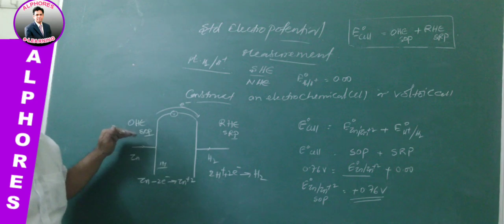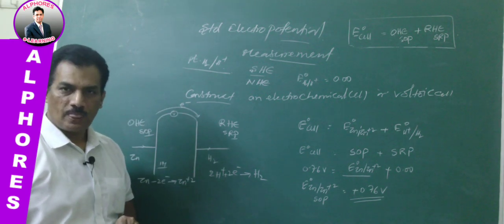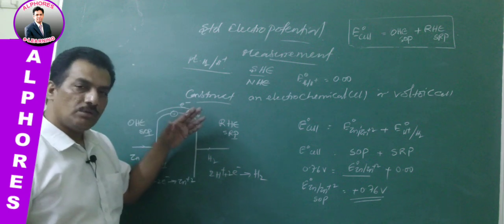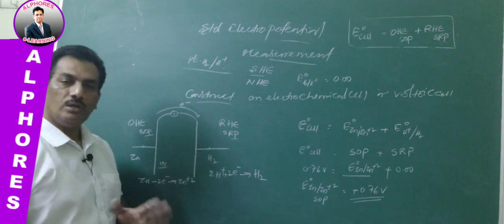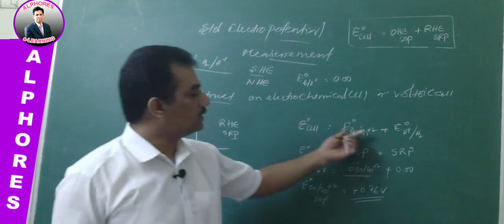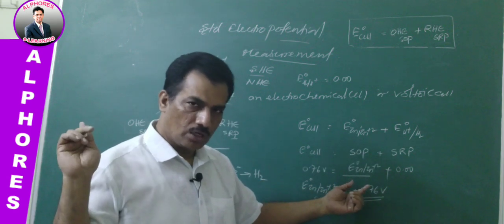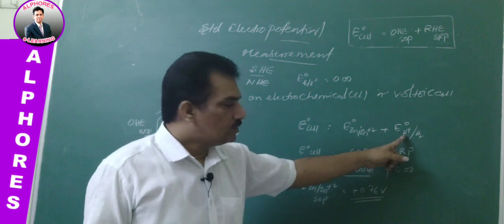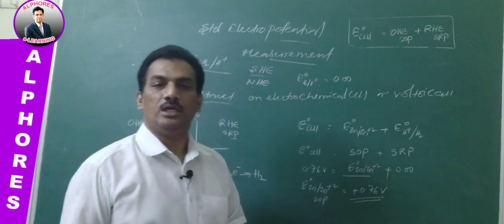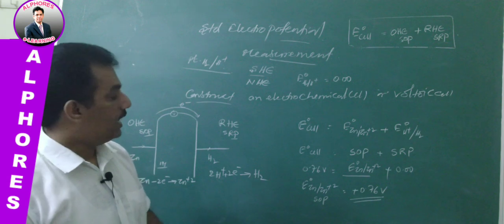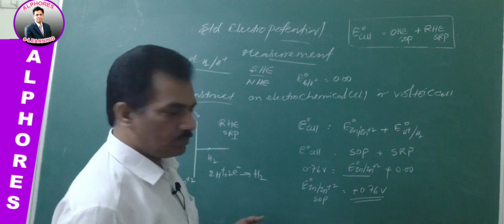From the voltmeter reading, we know that electrons migrate from zinc to hydrogen, and when they are migrating like this, we know that zinc is undergoing oxidation and hydrogen is undergoing reduction. That's why we are considering the zinc oxidation potential at standard condition, nothing but 1 molar condition, with the hydrogen SRP condition. This is how we are getting the SOP of zinc. And once we are getting this SOP, I think you know how to write SRP.